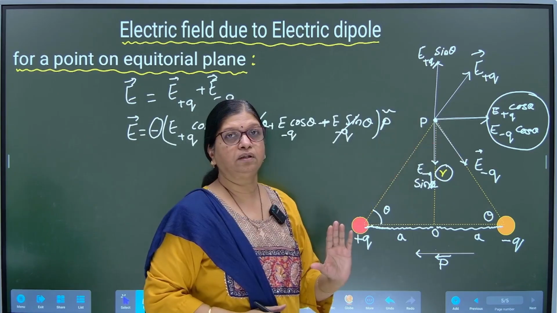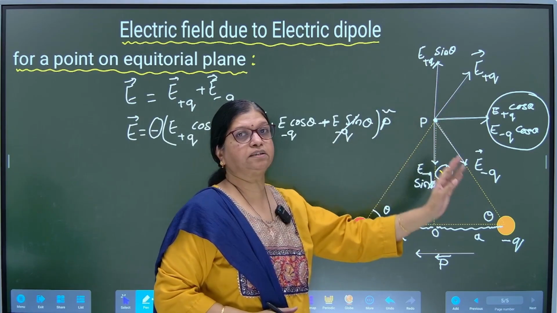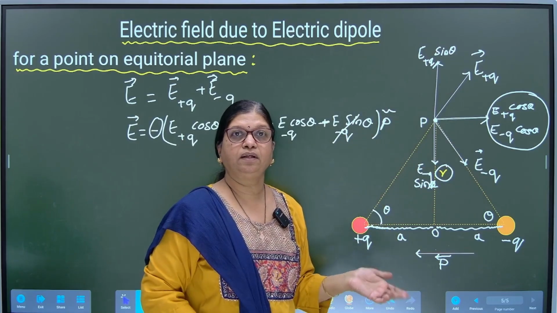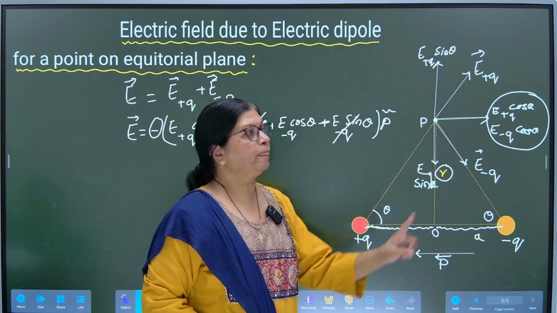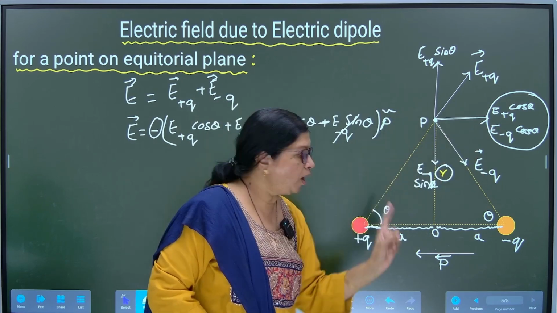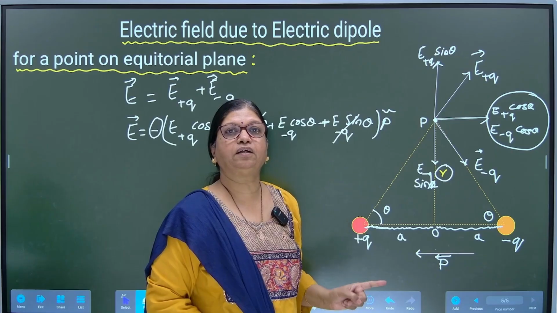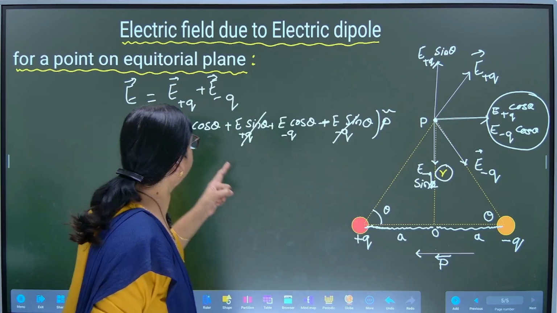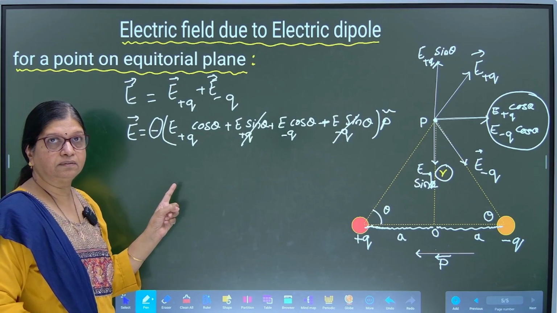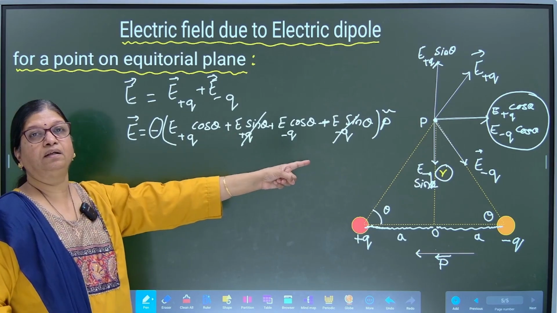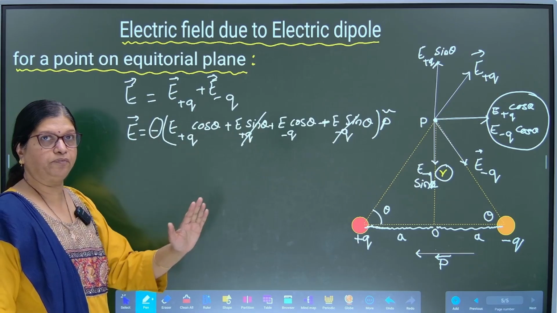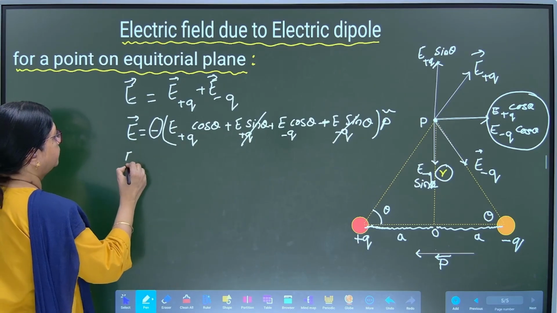I have broken the two vectors into their components, then I cancel these two vectors because they are equal in magnitude and opposite in direction, and I am left with only these two components, which are in a direction opposite to the direction of the electric dipole itself. That's why I have written a negative symbol here and indicated the electric field and the electric dipole opposite to each other. That's why this negative symbol. Fine. So what am I left with now?